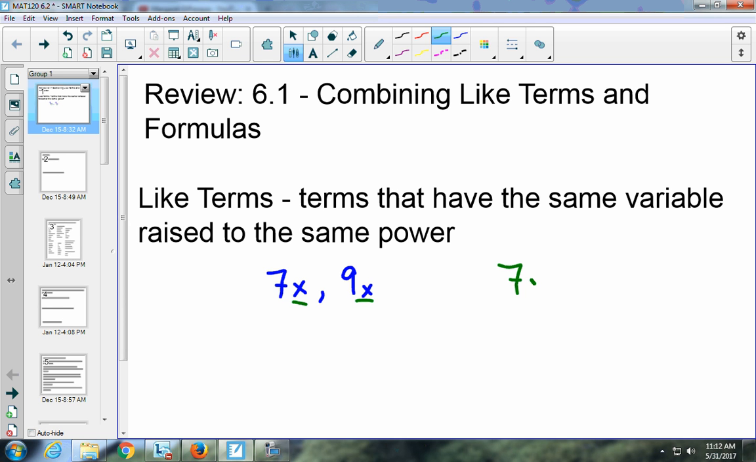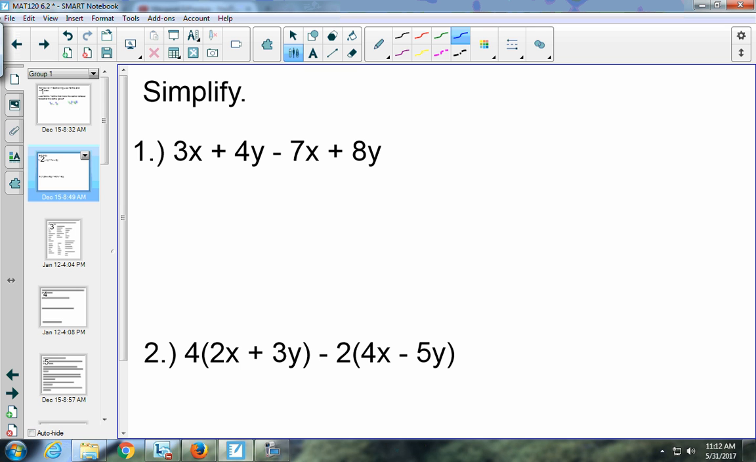If I was to look at something like 7x and 9x squared, they are not like terms because they have different powers. One has an x squared, where the other just has plain old x, or x to the first power. Like terms are important because when we're trying to simplify expressions, we have to combine like terms. So if I'm looking at this first example, I can combine 3x and negative 7x, because they both have the same variable, x, raised to the same power.